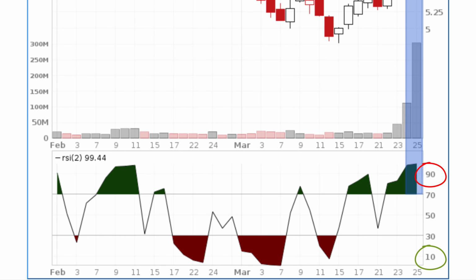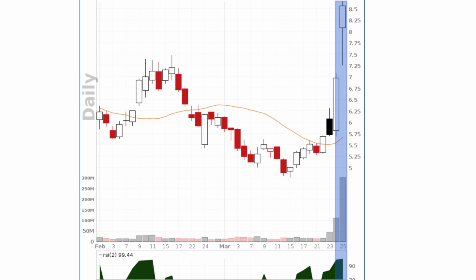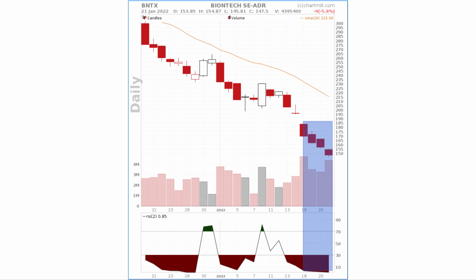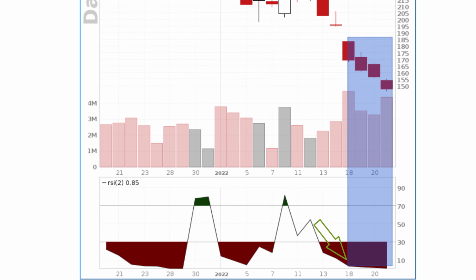In this TLRY chart, we have added the RSI indicator, and you can see that its value is quoting above 90 as of February 24, indicating an extremely overbought situation. Also on date of February 25, the RSI is still quoting above 90. As for BNTX, we notice a 2-period RSI lower than 10 from January 18 through January 21.